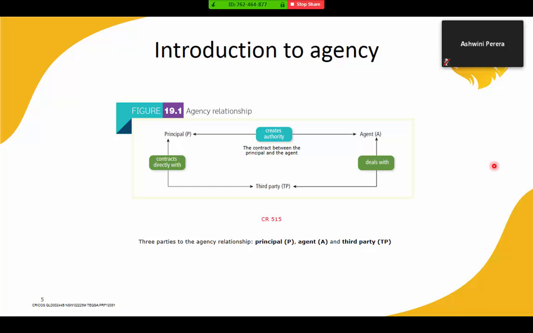So this is how it's going to look. This is our principal here. The principal is going to create this authority, which is basically a contract. It's nothing more than a contract, just like the simple contracts we've looked at before, between them and the agent. Now we have a contract between the principal and the agent. What's so special about this contract? Well, it will allow this agent to deal with third parties on behalf of the principal. In other words, the agent is going to contract with a third party, but the resulting contract is going to be binding between the principal and the third party, not binding on the agent. Okay? All right.